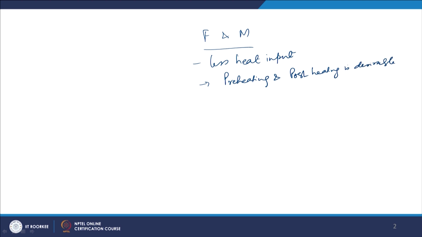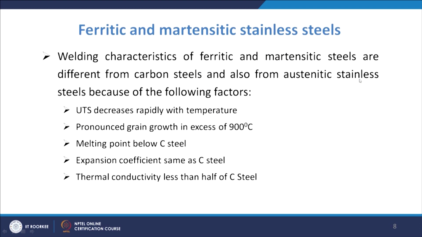Because there is also grain growth going on, those things are to be taken care of. The distortion condition is not so severe, because in this case it is not as high as that of the austenitic stainless steel. So, these are the traits of these steels.